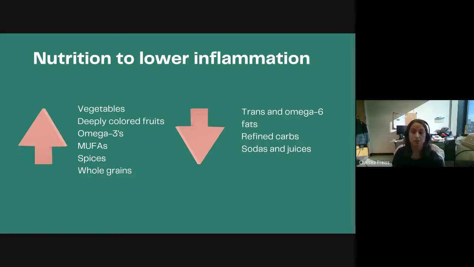Fruits like blueberries, grapes, and cranberries have resveratrol, which is just a polyphenol that helps regulate inflammatory pathways. Omega-3s, like we just talked about, and monounsaturated fatty acids help prevent cell stress that is caused by saturated fatty acids. Some examples would be olive oil, olives, nuts, and avocados. And then anti-inflammatory spices like turmeric, ginger, rosemary, and oregano.